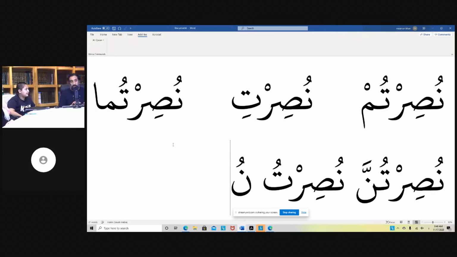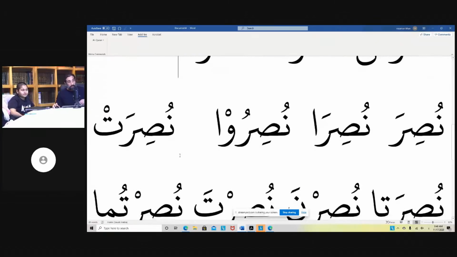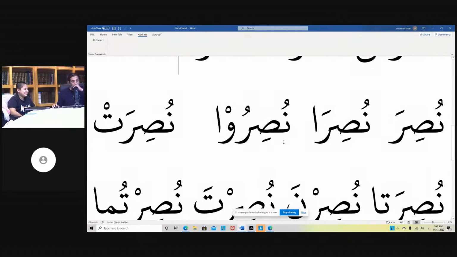Nahnu nusirna. Good job. Okay, let's go over the meanings of these. So this one doesn't mean he helped. When you hear the u and the e sound on the past tense, that means it's passive, meaning the inside pronoun is not the doer. The inside pronoun is the done to.